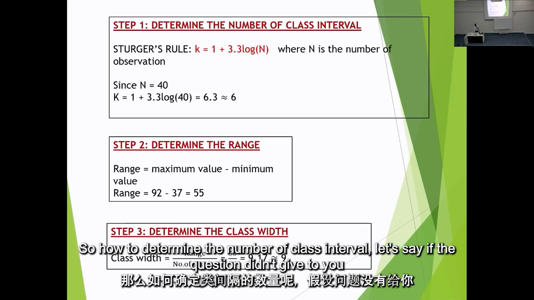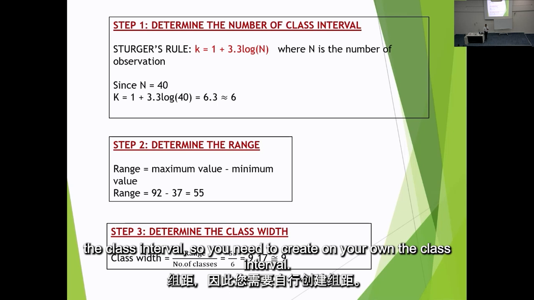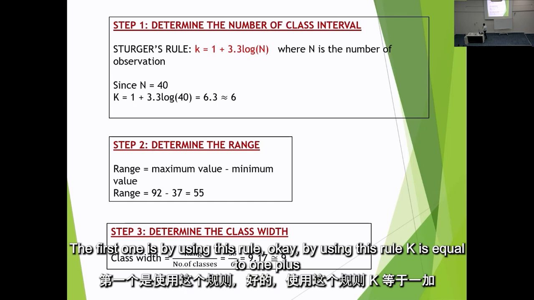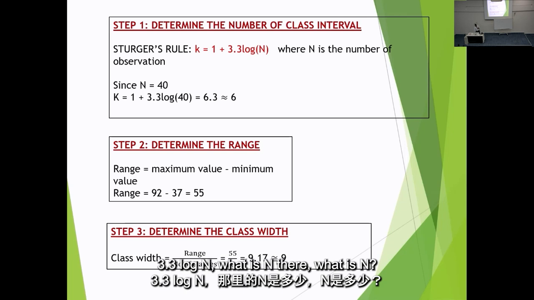Okay, so how to determine the number of class intervals? Let's say the question didn't give you the class interval, so you need to create the class interval on your own. How to determine the class interval? The first one is by using this rule, k is equal to 1 plus 3.3 log n.